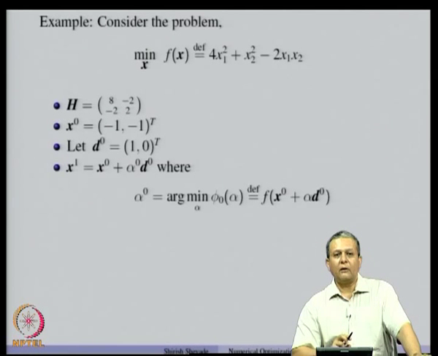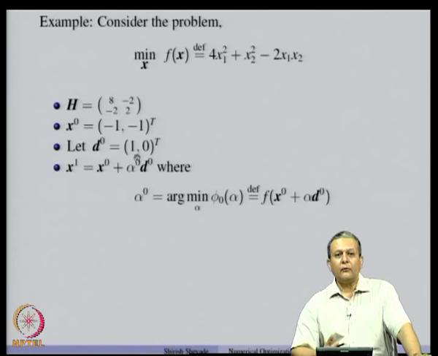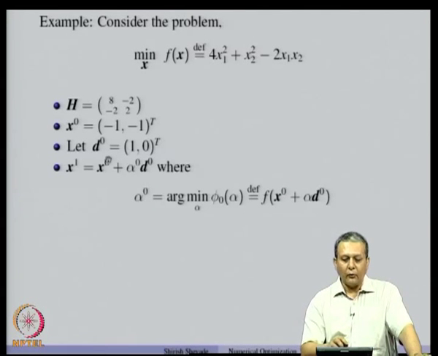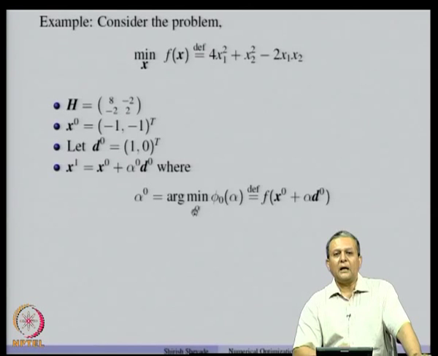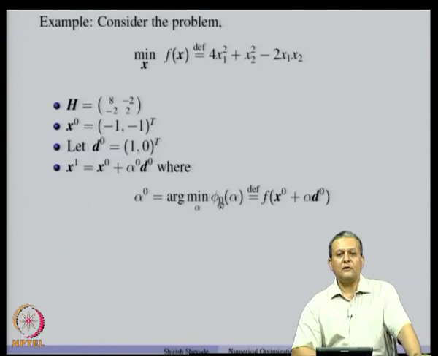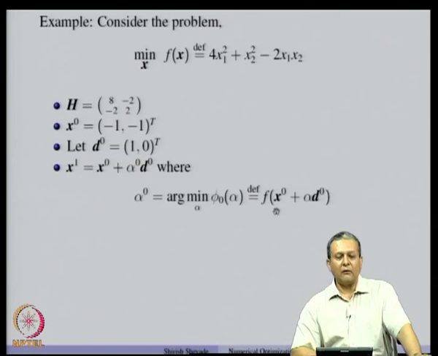Earlier we were working with descent directions. So, we wanted to move along the descent directions and wanted alpha to be greater than 0. While here, for the direction that we are choosing, we do not know whether that is a descent direction or the negative of this is a descent direction. So, we have to make alpha a real valued variable in this case, and alpha0 is obtained by minimizing phi0(alpha) with respect to alpha, where phi0(alpha) is defined as f of x0 plus alpha d0.